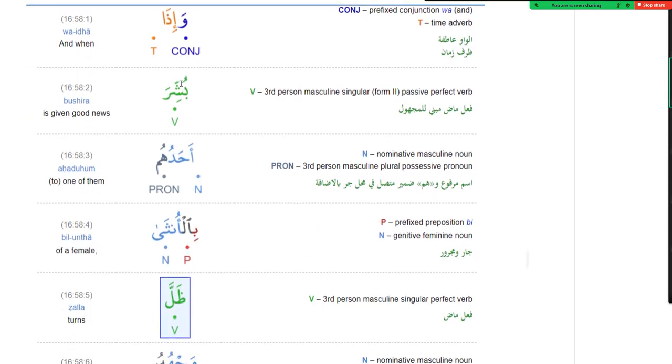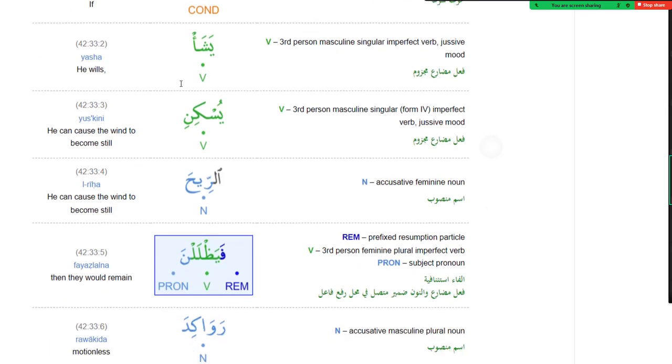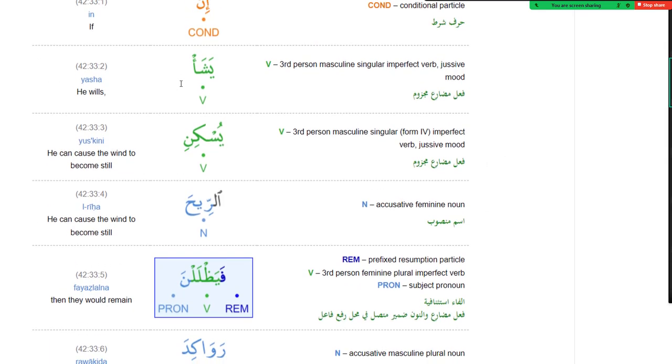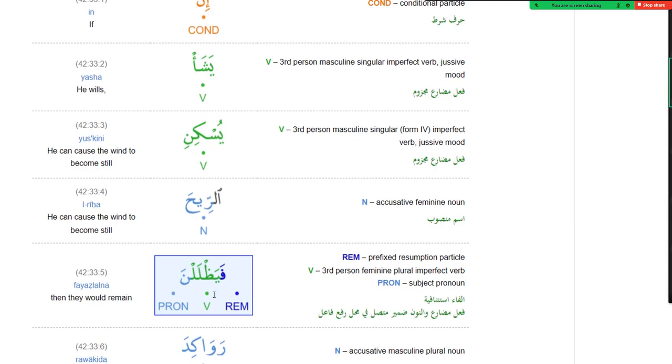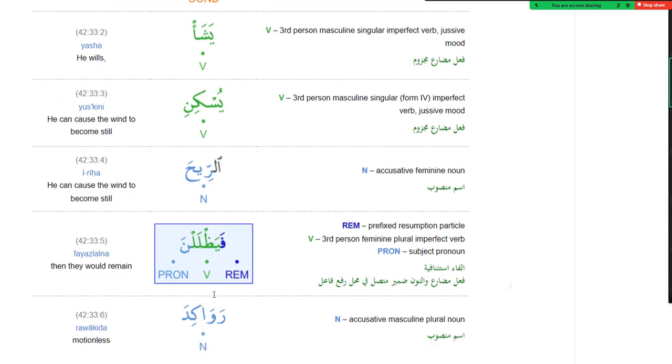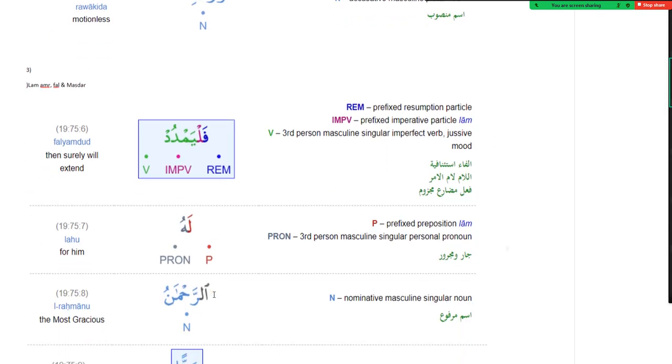وَإِذَا بُشِّرَ أَحْدُهُمْ بِالْأُنثَى ظَلَّ وَجْهُهُ مُسْوَدًّا. Which is the word? And then we have يَشَأْ يُسْكِنِ الرِّيحَ فَيَظْلَلْنَ رَوَاكِدَ. Third person feminine plural hunna. It's يَظْلَلْنَ. ظَلَّ يَظُلُّ. It becomes يَظْلَلْنَ. Okay? So it's hunna يَظْلَلْنَ.